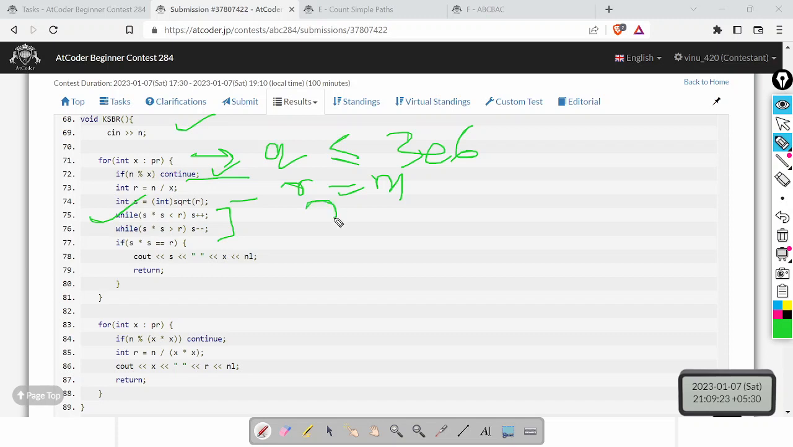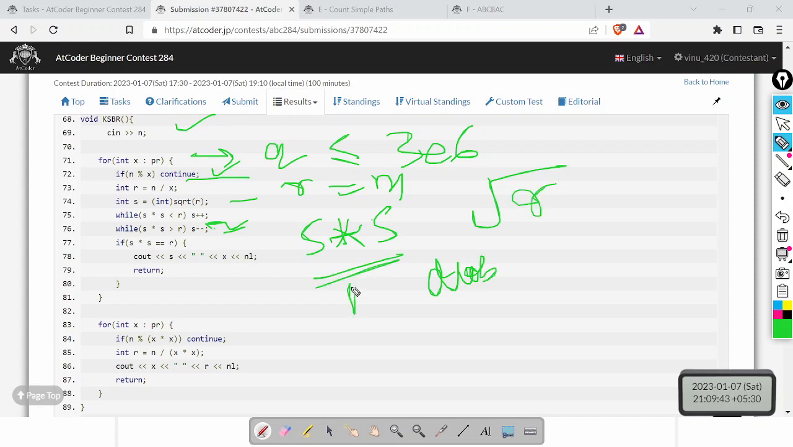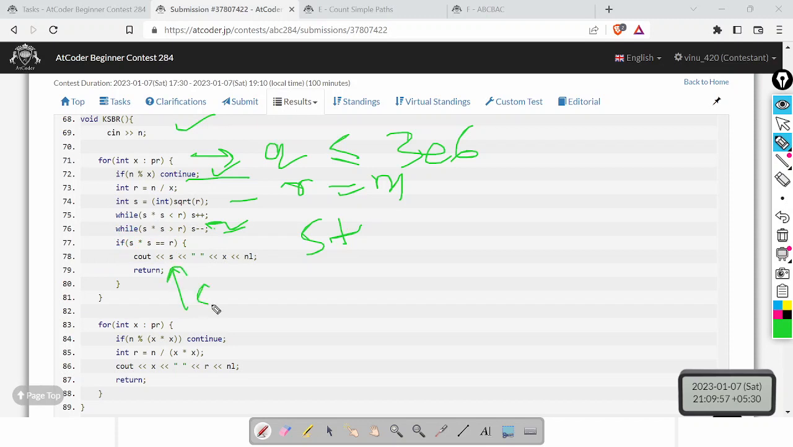If we are exceeding our answer, then we do s minus minus. At this point s into s might not be exactly equal to the square root of the remaining value, but it is the floor of it. If this is a perfect square, then s into s is exactly equal to r. In that case, we simply print our answer: our first integer p is s and our second integer q is x. We print this and return.